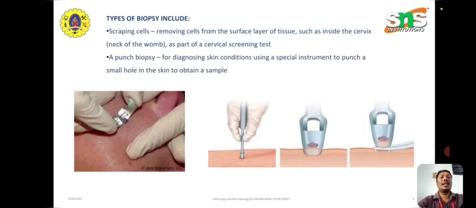Types of biopsy include scraping cells, removing cells from the surface layer of tissue, such as inside the cervix, the neck of the womb, as a part of a cervical screening test. A punch biopsy for diagnosing skin conditions usually uses a specific instrument to punch a small hole in the skin to obtain a sample. The image shows the scraping as well as the punch biopsy.